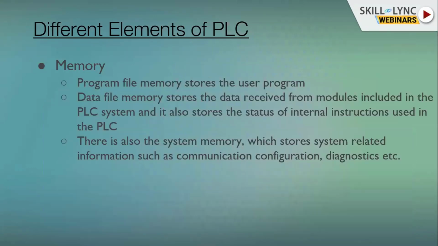Also, we have one system memory. System memory stores system-related information of the PLC system, like communication and configuration. If something went wrong in the PLC and some error is generated, that information system memory stores.